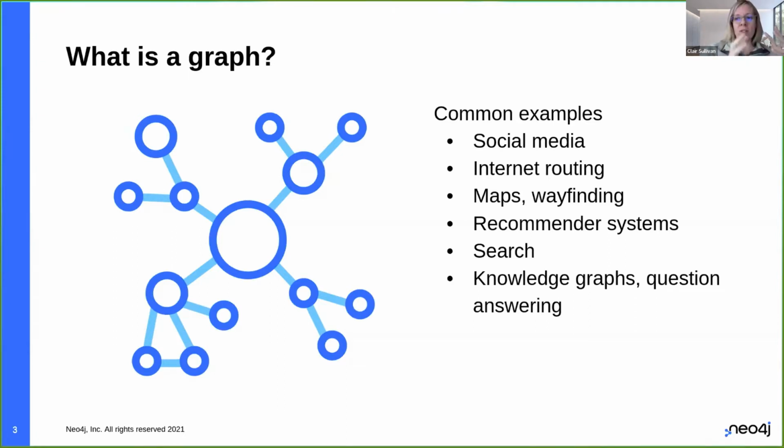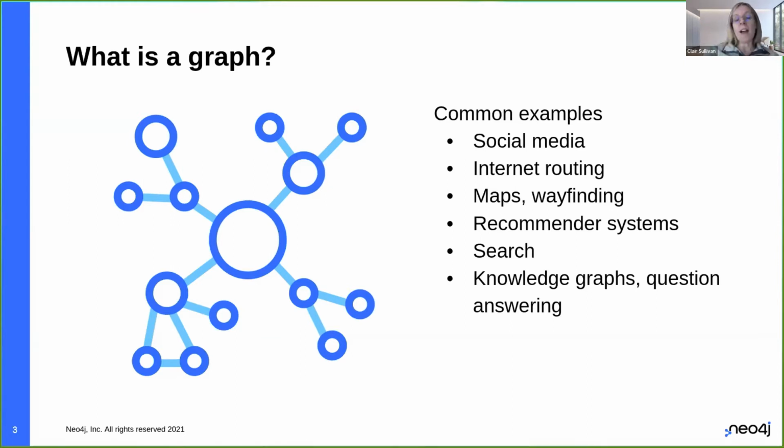Anyway, so these nodes, they could be anything. They could be people. They could be routers on the internet. They could be parts of maps and wayfinding. And then the nodes are connected to other nodes through these lines called relationships. A relationship defines what that connection is between my two entities or my two nodes here.